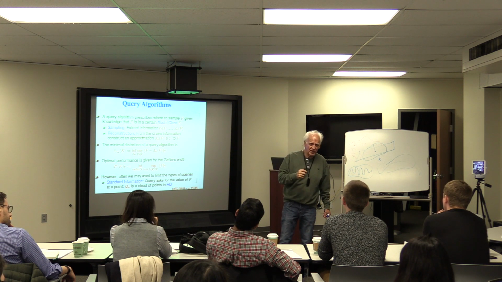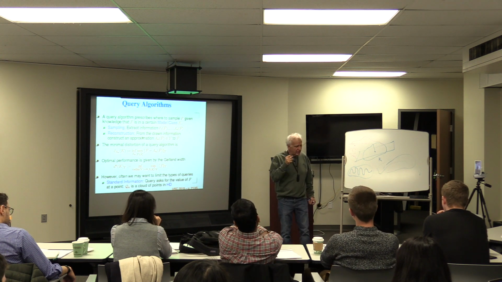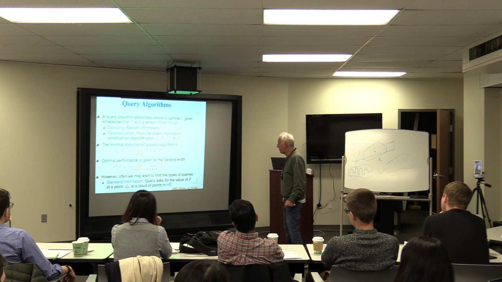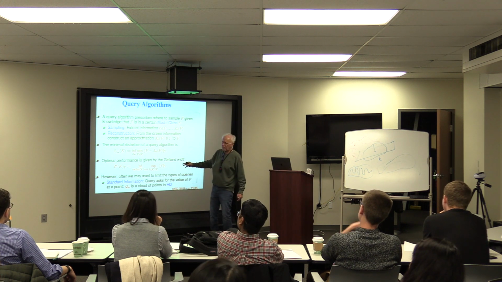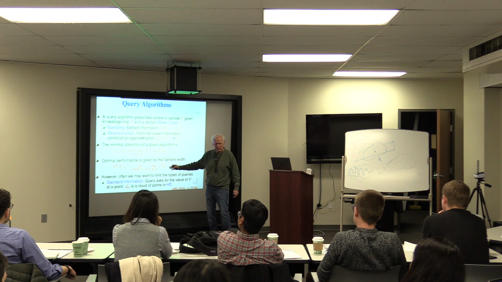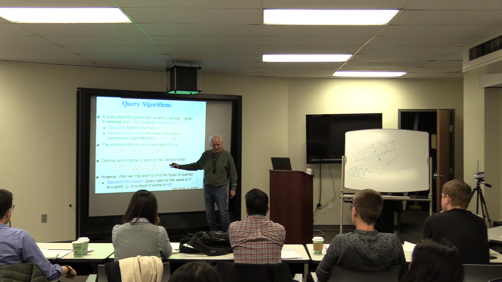This is the curse of dimensionality. You need the model class, the functions. You have to have extra information about these functions. Okay, but there's a general theory that tells you what the benchmark performance is. If you're talking about query algorithms, it's called the Gelfand width.